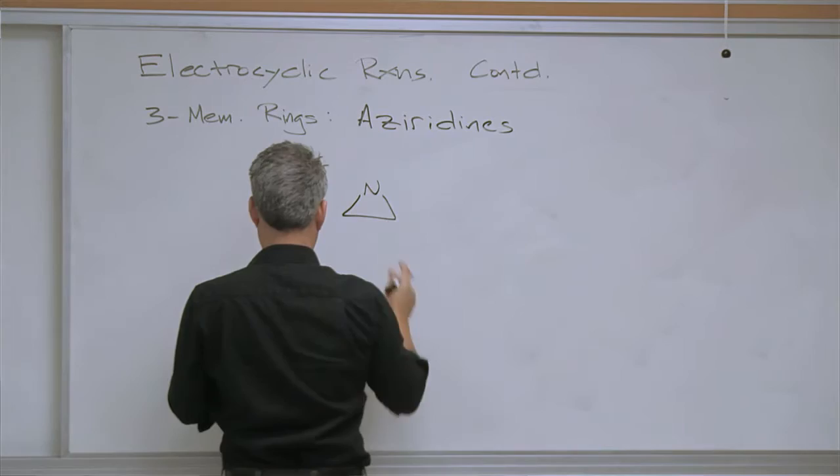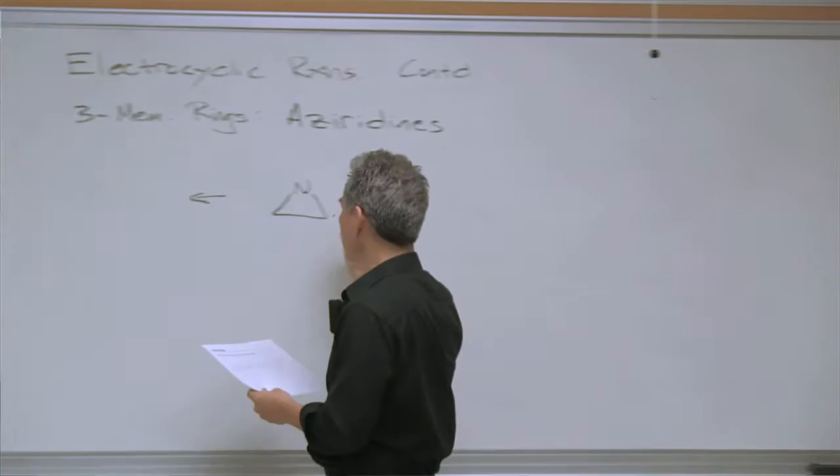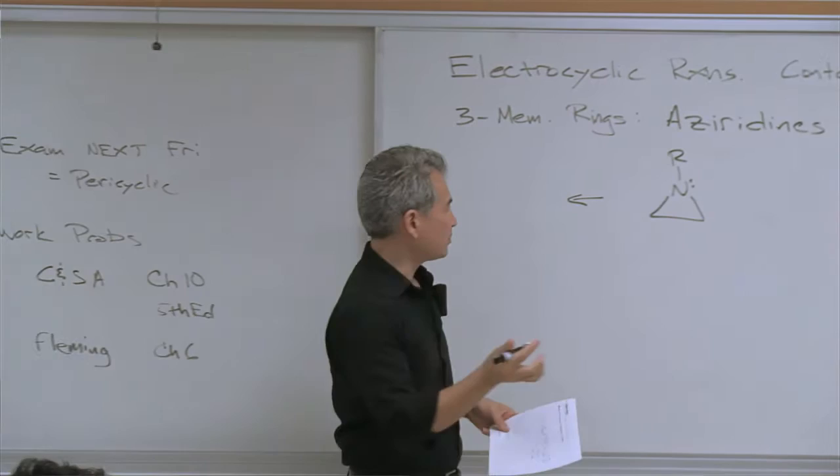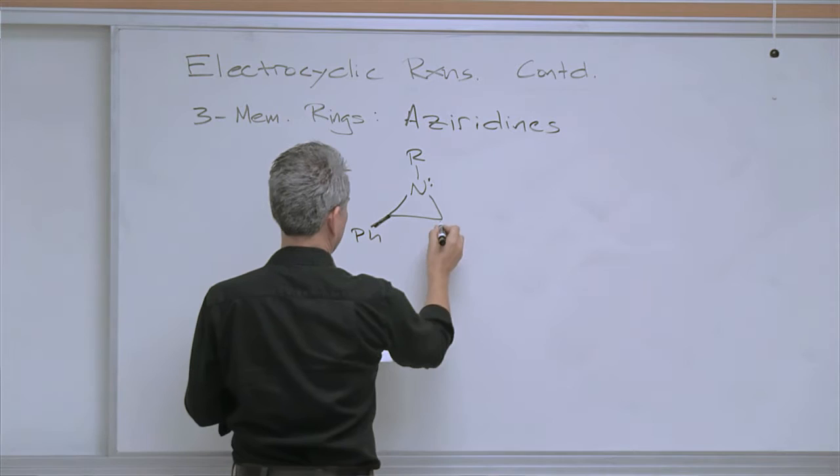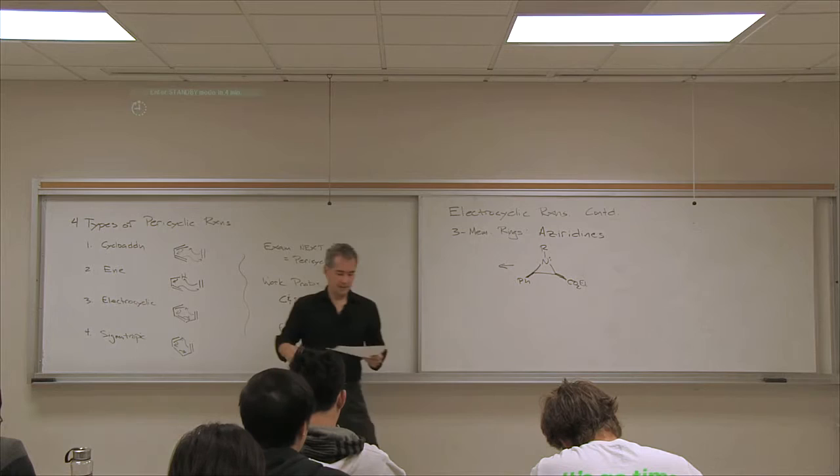Aziridine is like an epoxide. And there's a lone pair here on nitrogen. R group is not so important here. And I'm going to put two substituents on this aziridine ring, an arene and an ester. And we can track these choices here.